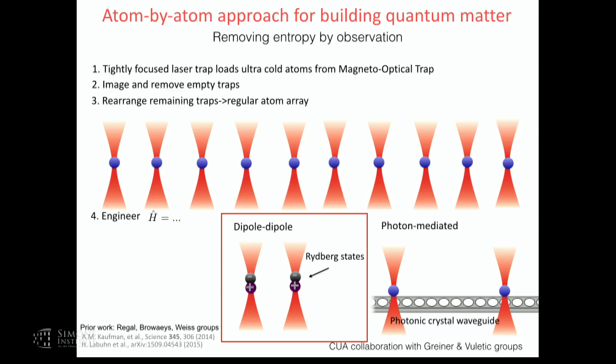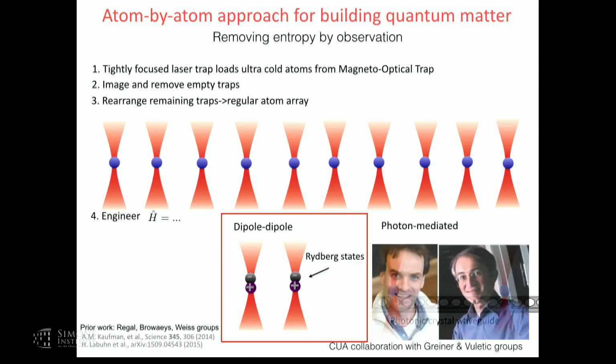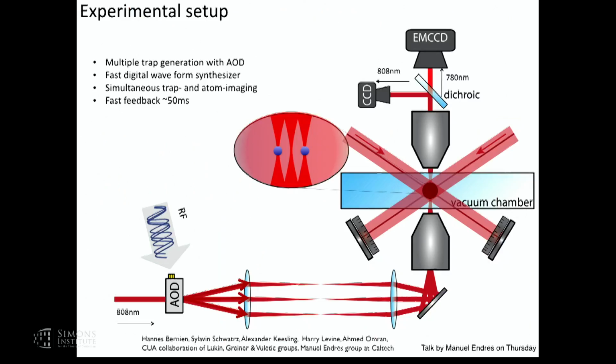a highly excited state, the so-called Rydberg state, states with high principal quantum number. And there, in those states, the atom size becomes very large, and they start feeling each other. This approach is the basis for the collaborative project within our Center for Ultracold Atoms between my group, the group of Markus Greiner, and the group of Vladan Vuletic. So here is just one picture of the experimental setup.